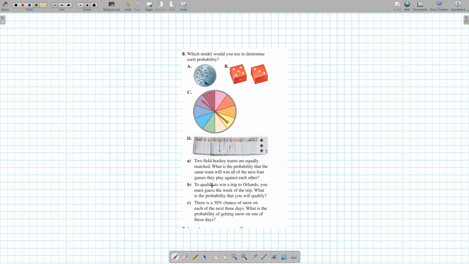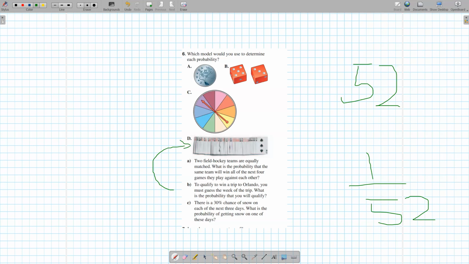Let's look at B. To qualify to win a trip to Orlando, you must guess the week of the trip. There are 52 cards in a deck. There's also 52 weeks in a year. Which one could we use? D. D, right? But what would you say? So we need a probability of 1 out of 52. How can you modify D to get that probability? One specific card, yeah? So you can get an ace of spades or a 3 of diamonds or something, right? Both of those have a probability of 1 out of 52.